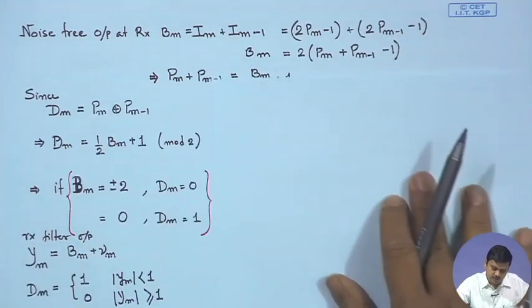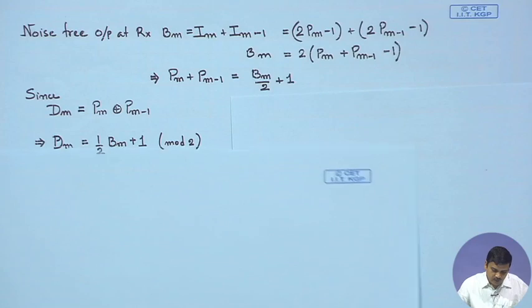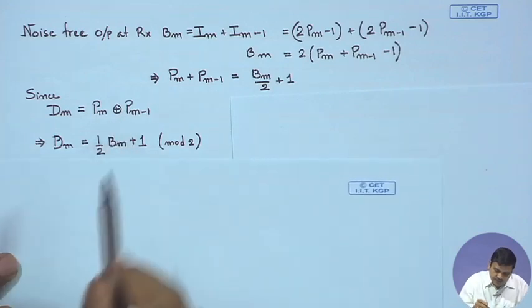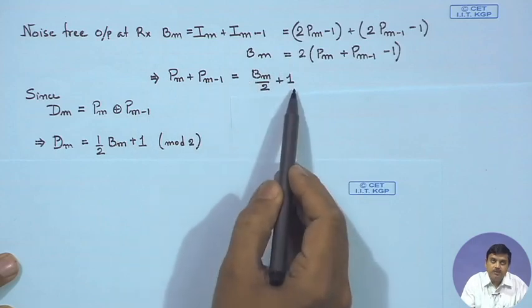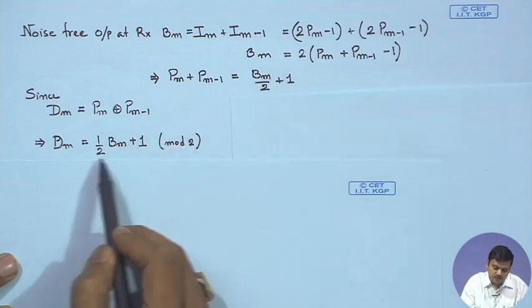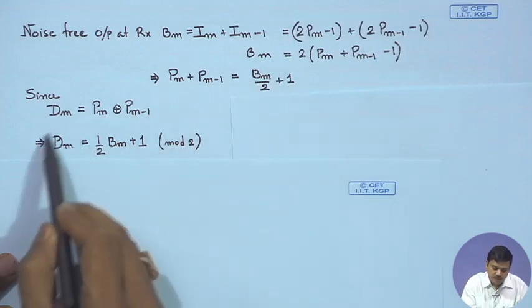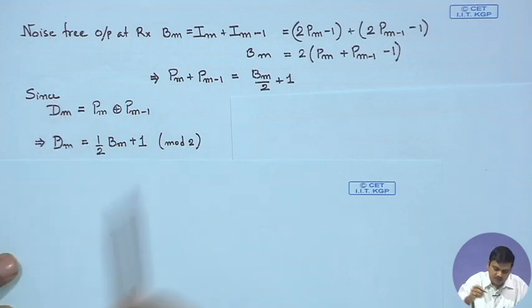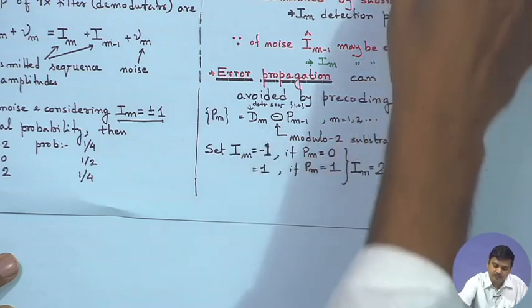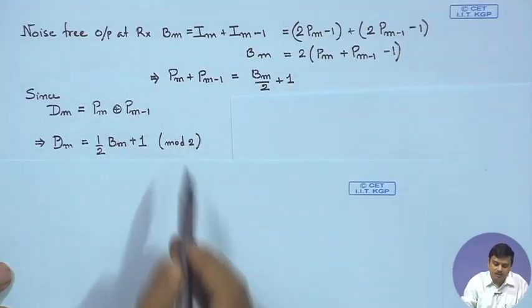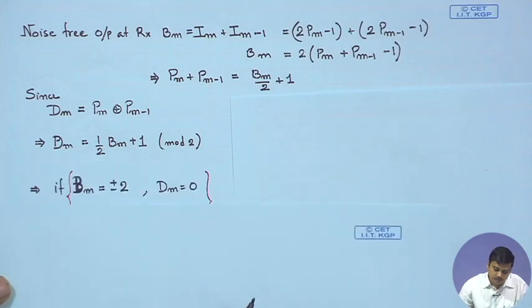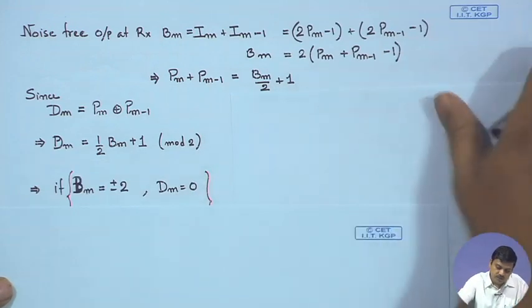So, proceeding with this, we can write P m plus P m minus 1 that we have over here is B m by 2 plus 1. We use this over here. So, we have d m, another variable which is basically given here, right. The same variable is continued here, is half B m plus 1 with modulo 2 operation, modulo 2 because it is restricted to a value of 0 and 1.